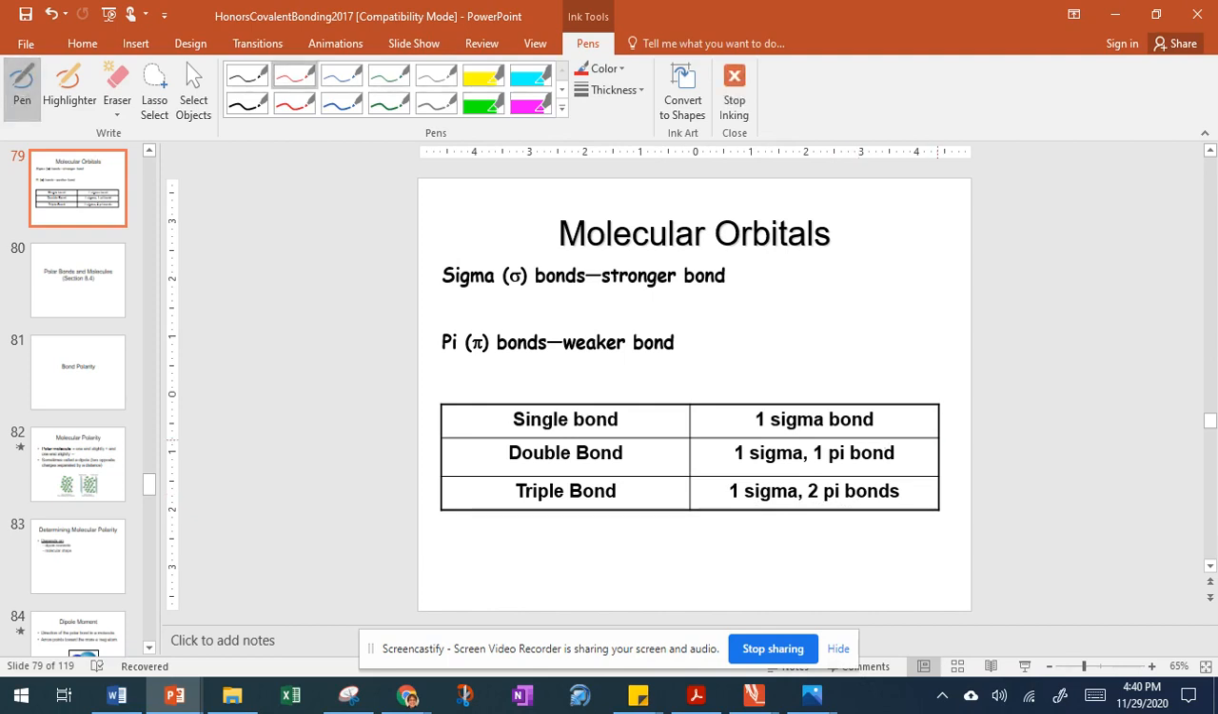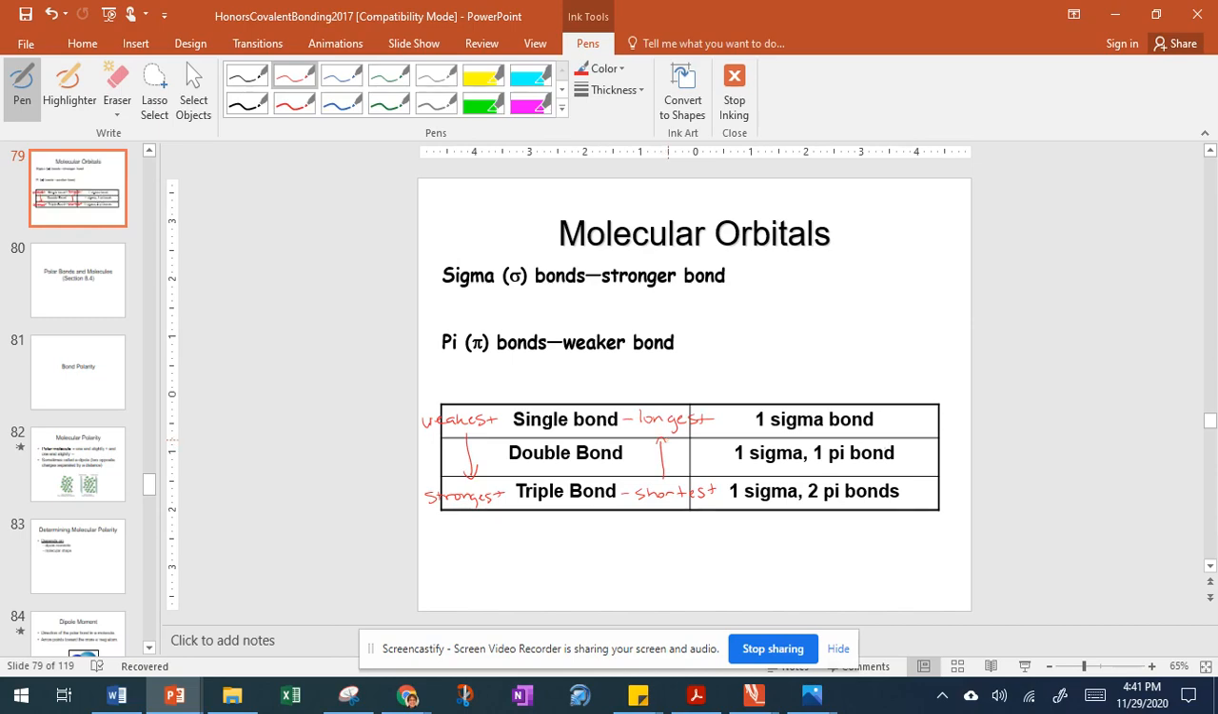So as far as the bond length, remember the single bond is the longest. The triple bond is the shortest. Because we have 3 different types of interactions here with the triple, this will be the strongest, and the single will be the weakest. So the strength goes from the weakest to the strongest here, and the length goes from the shortest to the longest this way.